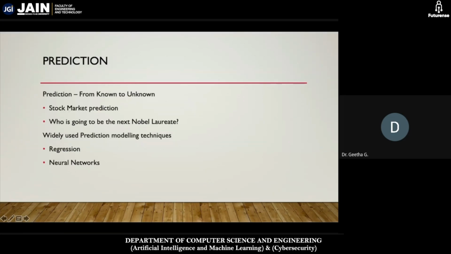Now, getting into the next type of problem, which is prediction. What is prediction? From known to unknown. So you want to do some sales forecasting. What is the amount of sales I'm going to have next year? So it's a prediction. What is the value of a particular stock?